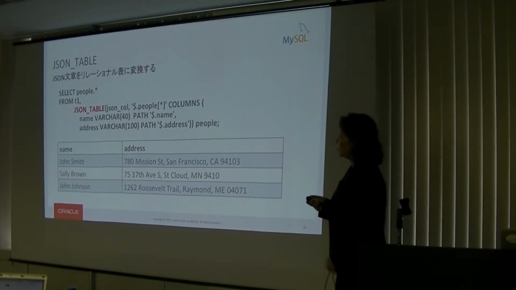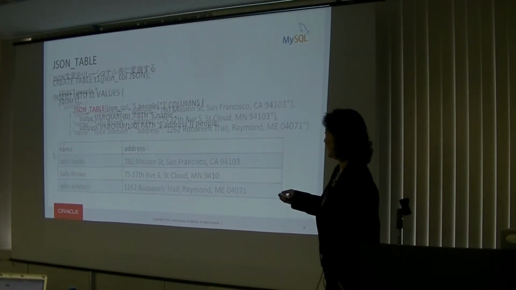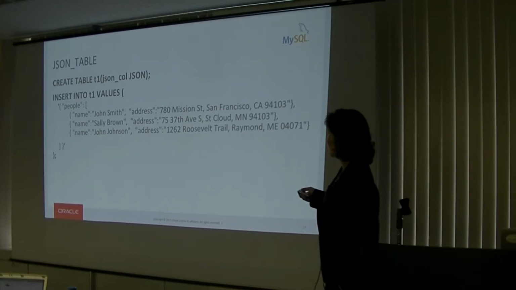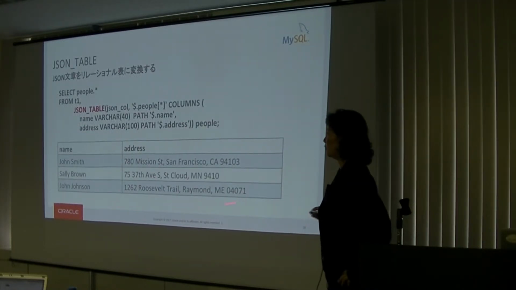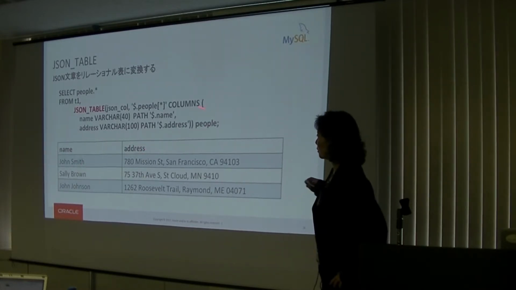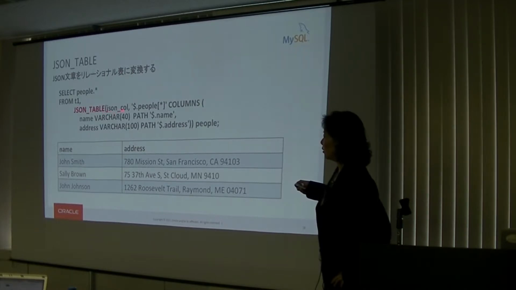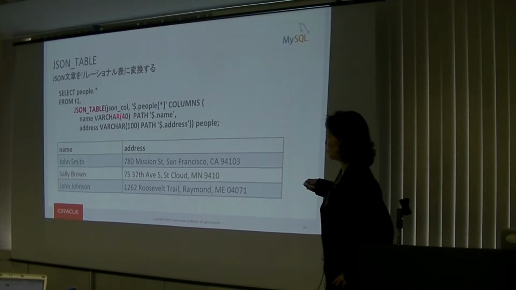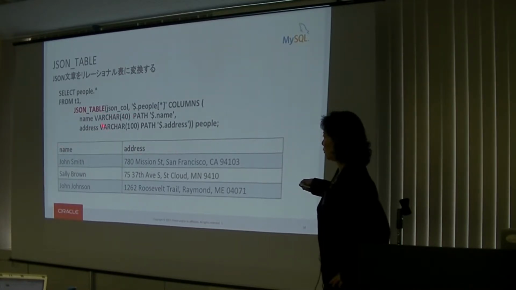And now, I want to map what we have previously, this JSON array, to a relational table with two fields, name and address. What we do is use a JSON table. JSON table specifies the JSON column, where I'll find the arrays, and then defines the columns. The columns will be name with varchar 40 as data type, address with varchar 100 as data type, and the path is where do I retrieve the name from this JSON array.